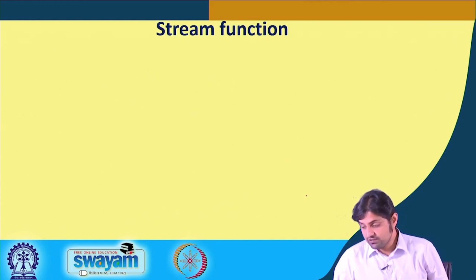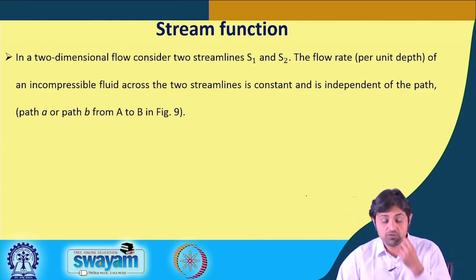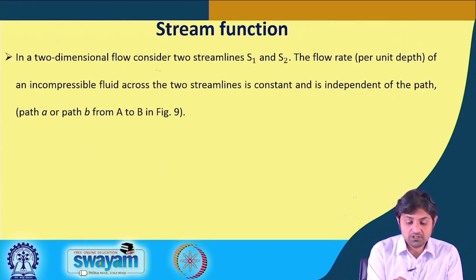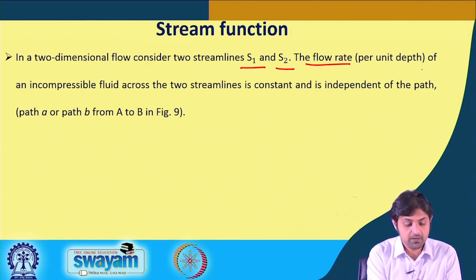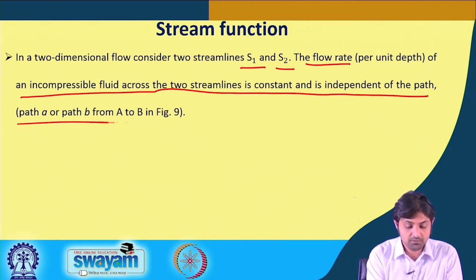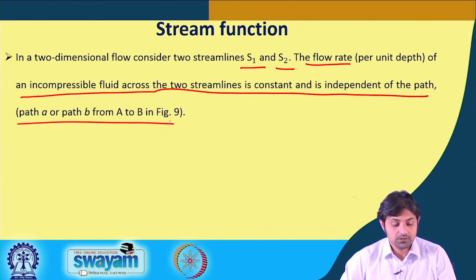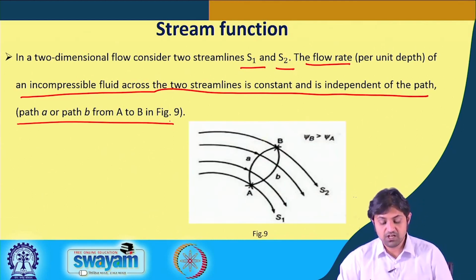Now a stream function, what actually is a stream function? In a 2D flow, or 2-dimensional flow, this type of flow considers 2 streamlines S1 and S2. The flow rate per unit depth of an incompressible fluid across 2 streamlines is constant and independent of the path. So in a 2-dimensional flow we consider 2 streamlines S1 and S2. The flow rate of an incompressible fluid, for example water, across the 2 streamlines is constant and independent of the path, path A or path B from A to B in figure 9.